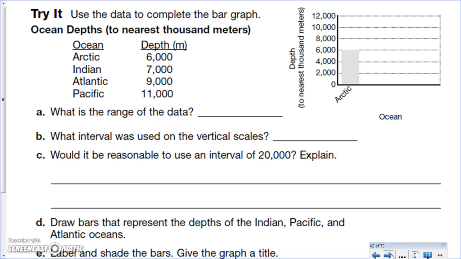For the try it, we need to use the data to complete the bar graph. Ocean depths to the nearest 1,000 meters. So we have our 4 oceans listed, and it tells us the depth of each one. So the Arctic goes to about 6,000 meters, the Indian to 7,000, the Atlantic to 9,000, and the Pacific to 11,000. So the first thing we have to figure out is A, what is the range of the data? So we're going to take the highest number minus the smallest number. So we get 11,000 minus 6,000 gets us 5,000 meters.